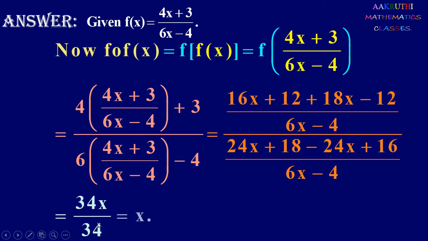And here 34 cancel. We get x. Therefore f composite f of x is x here.